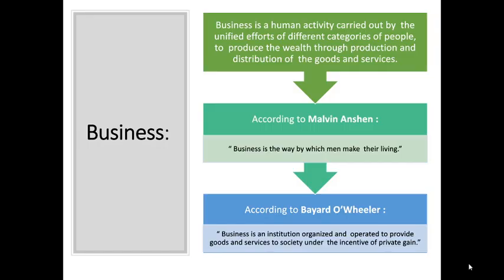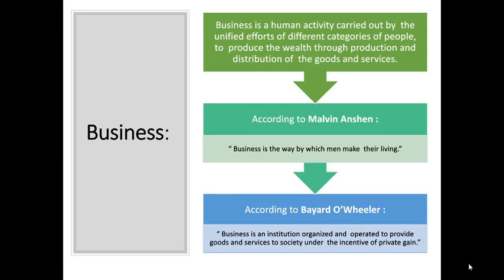So basically, what is a business? How can you define a business? Business is a human activity carried out by the unified effort of different categories of people to produce wealth through production and distribution of goods and services. So basically, it's a human activity that is carried out by a variety of people from different categories.